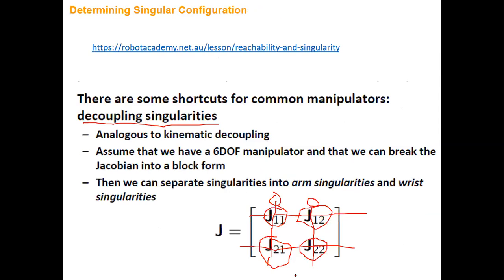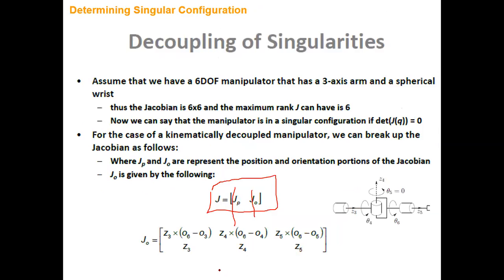Now, with that formula in mind, what will be the Jacobian for the wrist? Meaning J0. J0 is the wrist, right? So this is the linear part, and this is the angular part. The angular part is easy because it is z_{i-1}. This guy is i equals 4, the other one is i equals 5, and this is i equals 6.